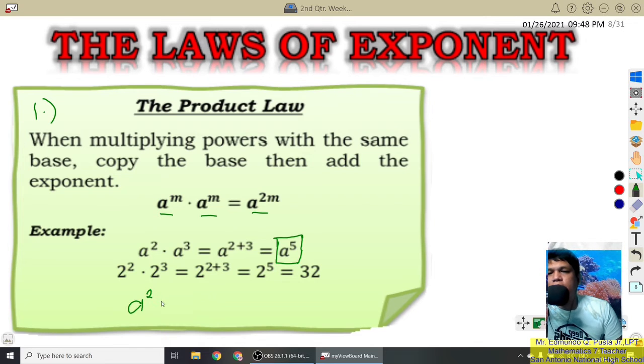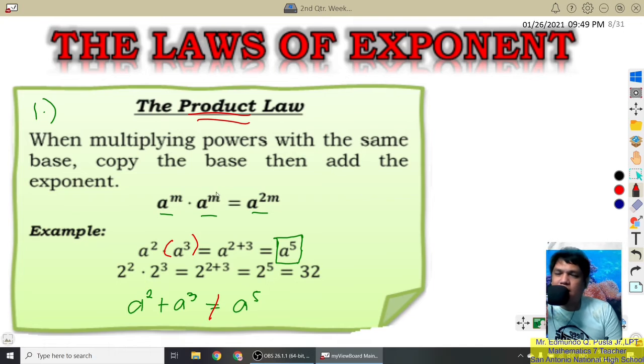a squared plus a cubed is equal to a to the fifth. This is a common mistake. Why? Because this is multiplication, which is the product law. Only when we multiply do we add the exponents. We do not add the exponents when we add the numbers.